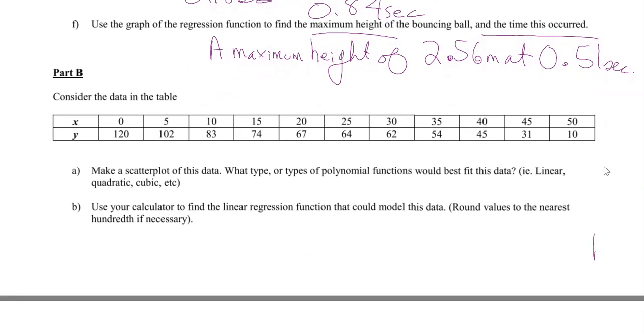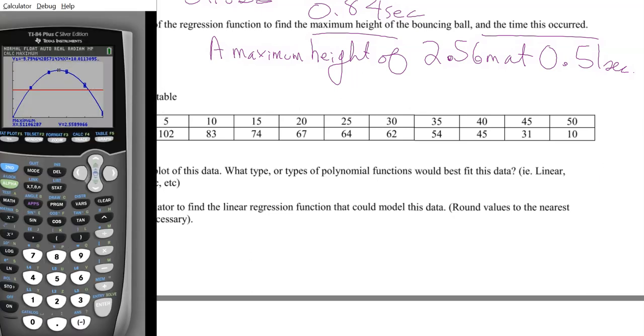Consider the data in the table. Make a scatter plot of this data. We're just going to enter this data into our calculator. One more time, actually, what I'm going to do is go to y equals first and clear out everything that's in y equals. That way we won't get confused, because if you look at the scatter plot but you've left something in y1, it'll throw the curve on top.